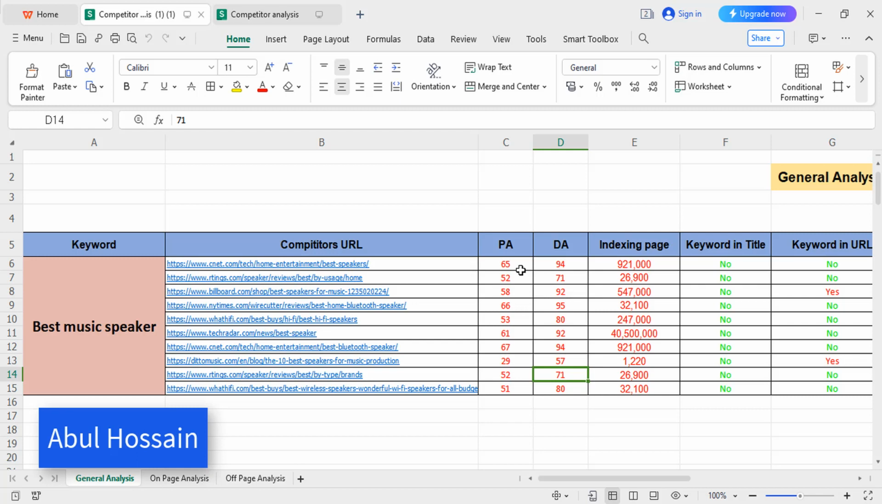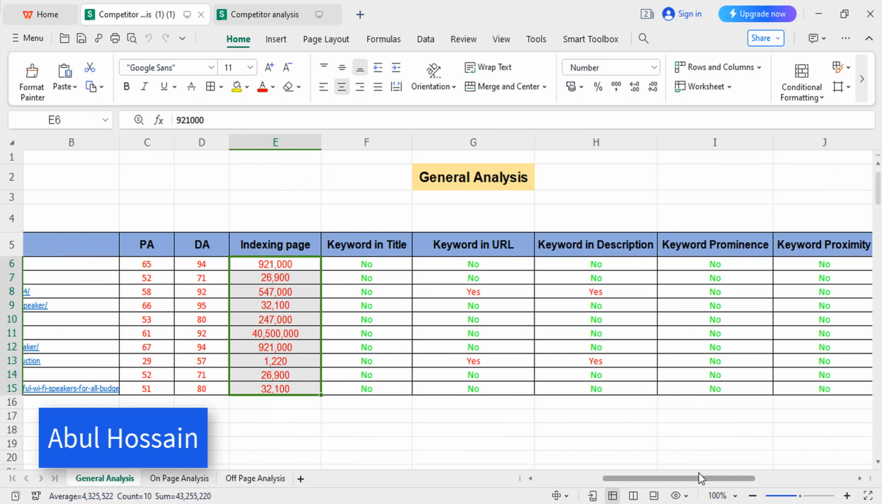So DA stands for domain authority and PA stands for page authority. DA is the SEO strength for the overall website, and PA is the SEO strength for a particular page or URL. And this is the number of pages that they have indexed by Google, and whether or not they have used the target keywords in their title, and keyword in URL.